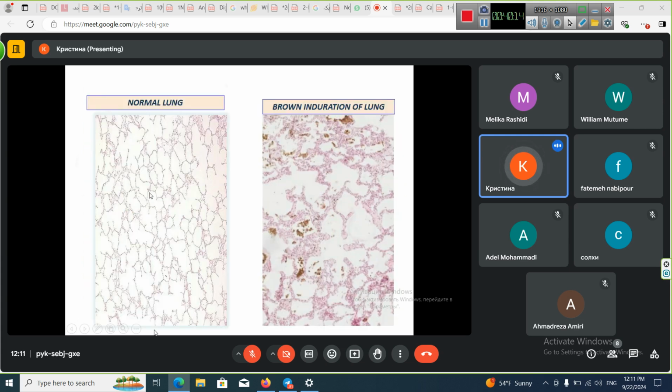So normal lung on the left and brown induration of the lung on the right. Thin alveolar walls normally become thicker in the brown induration, and nothing inside alveolus. Normally in brown induration, inside alveoli we can have some fluid, cells and heart failure cells, brown in color.